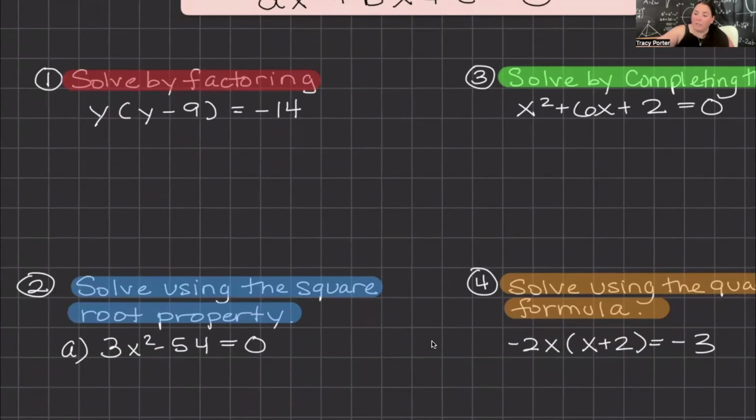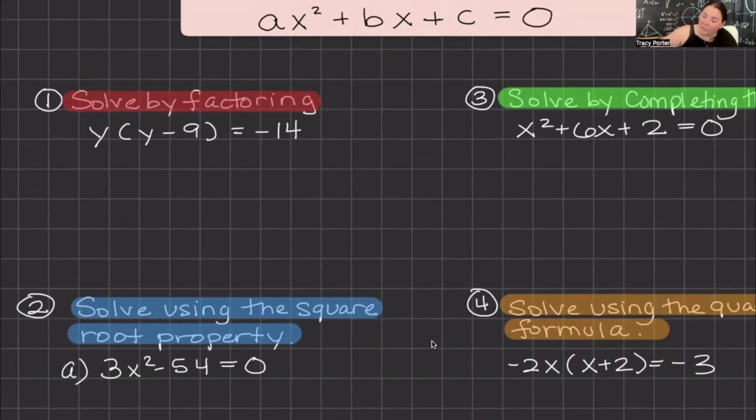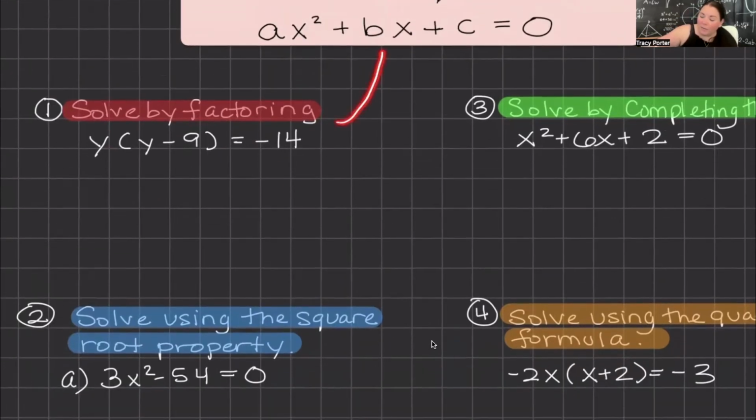And so the first one, like we said, is to solve by factoring. And to solve by factoring, you actually want it to be in this standard form before you begin. And so you can see that this particular equation is not in that form. We do not have a zero on the right. We can distribute this y and then move your 14 to the other side. So it's going to look like y squared minus 9y. We're going to add over the 14 and then set it equal to 0.